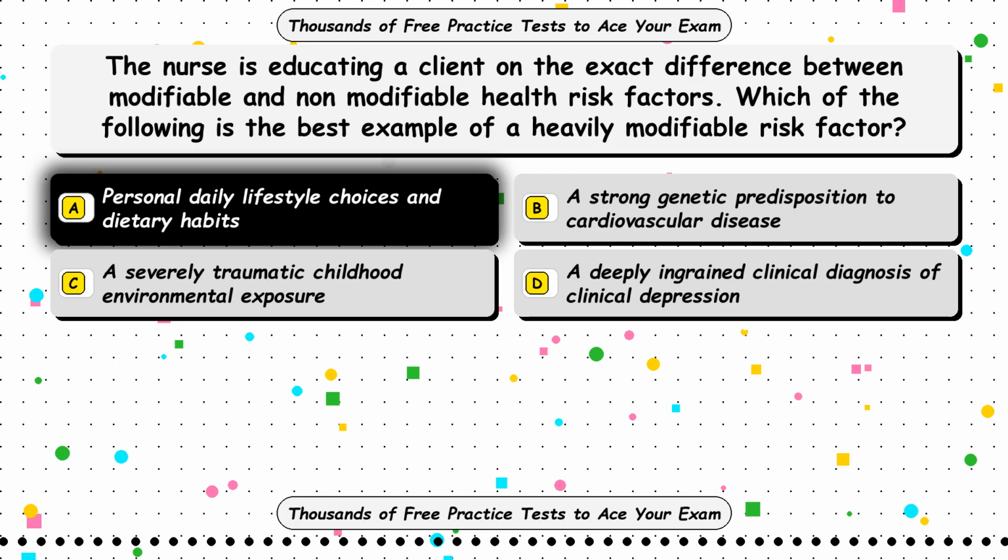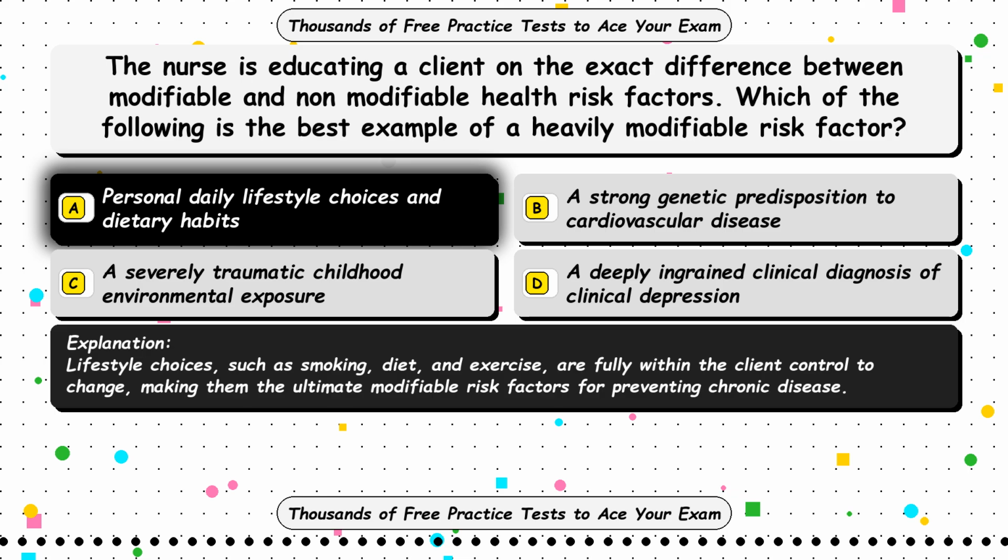The correct answer is option A, personal daily lifestyle choices and dietary habits. Lifestyle choices, such as smoking, diet, and exercise, are fully within the client control to change, making them the ultimate modifiable risk factors for preventing chronic disease.